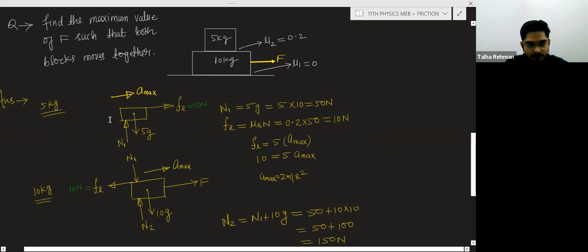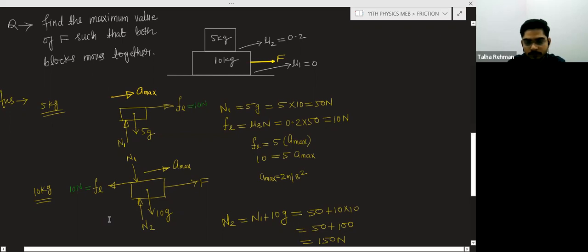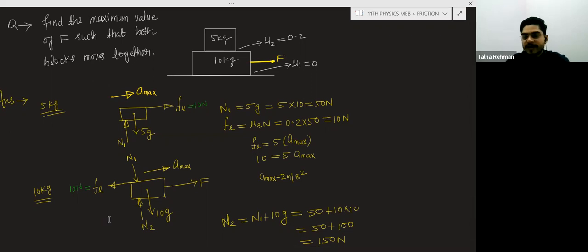So you have to remember these points. This is why N1 and N1 are acting like this, and there is a pair of frictional force also. Friction force also comes in pair. Any force in this world comes in pair. We will take more questions, then you will understand more.